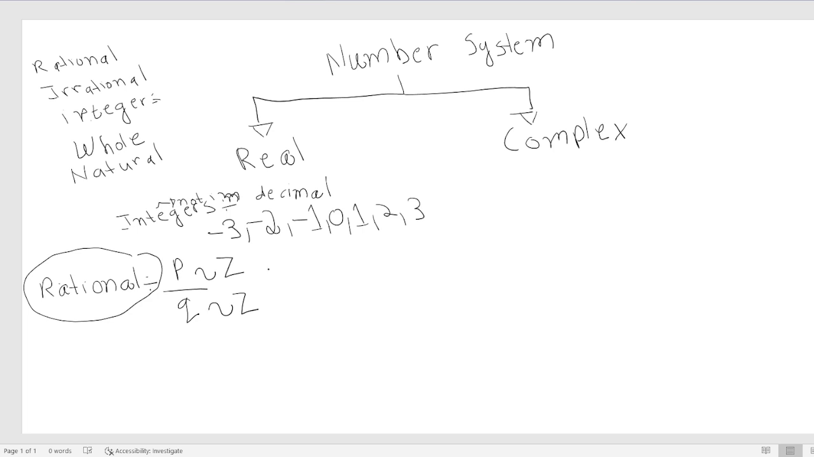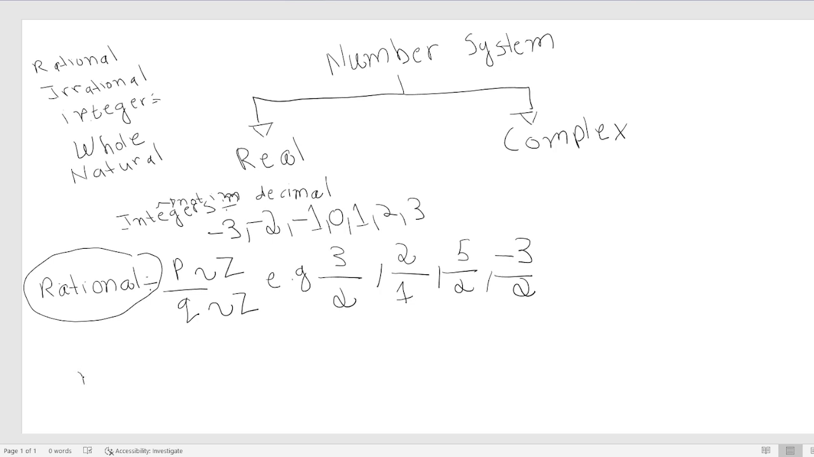So now I'm going to give a couple of examples. For example, 3 over 2 is a rational number because 3 and 2 both are integers. 2 over 1 is a rational number because 2 and 1 both are integers. There are many. 5 over 2. Then I'm also going to write -3 over 2 as well, because -3 is an integer as well as 2.